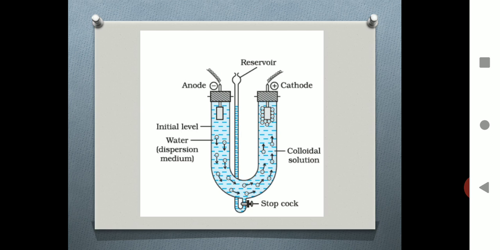This can also be used to detect the charge present on the colloidal particles, whether they are positively charged or negatively charged. That means we can carry out electrophoresis by putting the colloidal solution in this apparatus, and on applying an electric potential across the solution, if the particles migrate towards the cathode, then they are negatively charged. If they migrate towards the anode, then they are a positively charged colloidal solution.